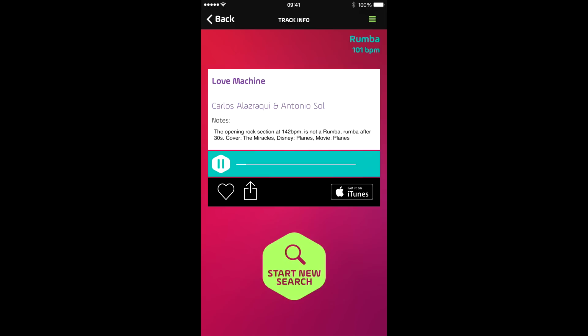These notes are so helpful. It isn't a rumba for the first 30 seconds, so that will help me edit the music. I'll add it to my favourites to buy later.